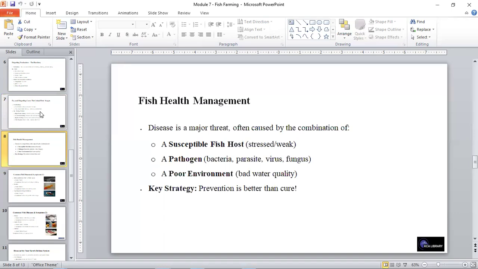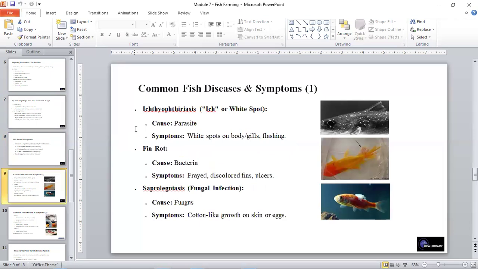If there is bad water quality, these three can work together to lead to disease in your fish farming. So the key strategy is to prevent diseases rather than trying to cure them when they have happened. Then we'll move to common fish diseases and their symptoms. There are different types of fish diseases. We'll be considering some of them.